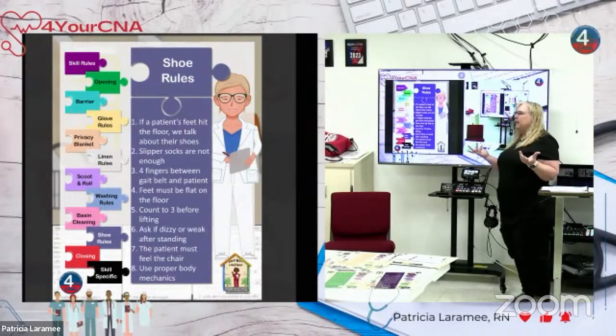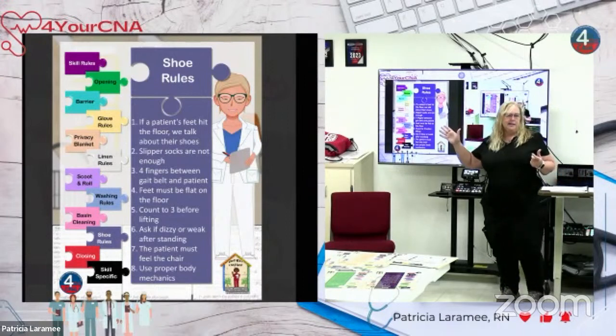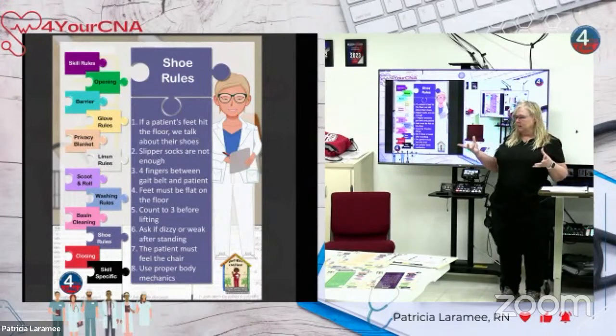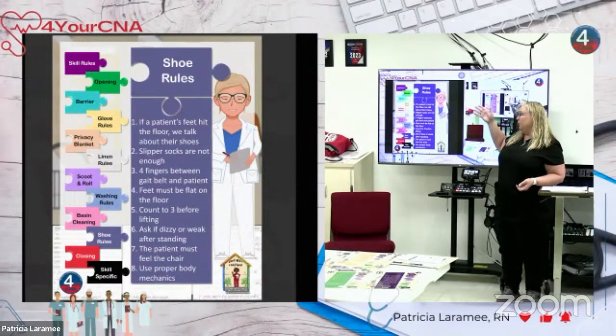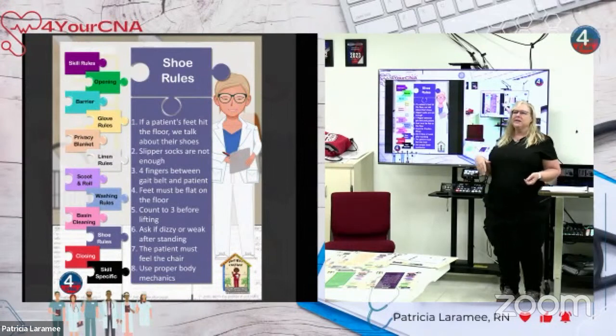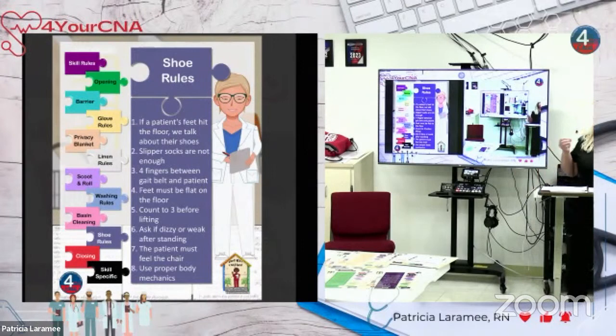So like everything else that we learn here, these are common steps that are going to be seen in several skills, things, words to live by, basically. And one of the most important ones is the first one on this list. If the patient's feet hit the floor, we have to talk about their shoes. Slippers, socks are not enough.